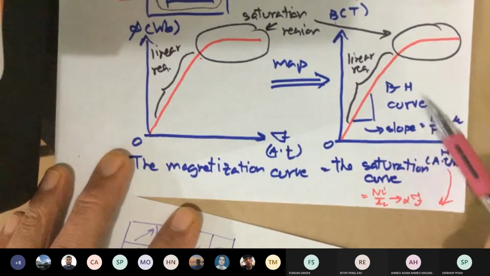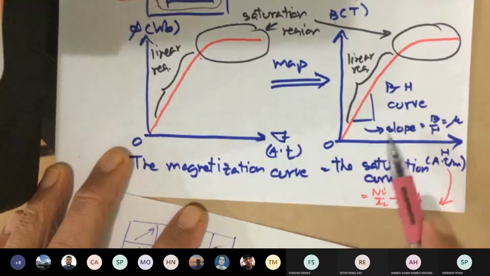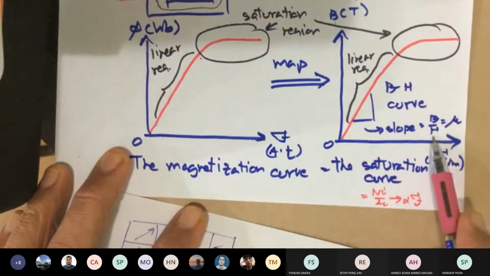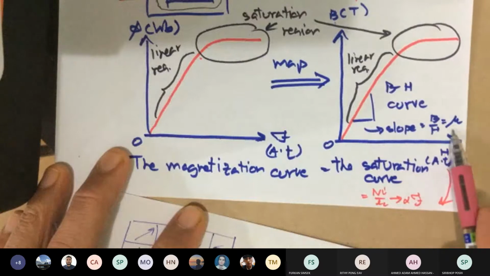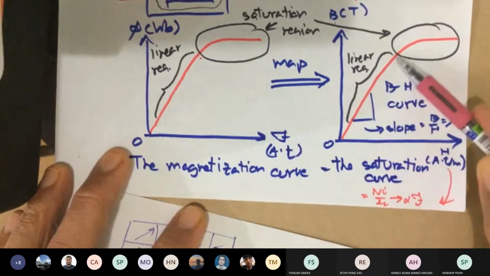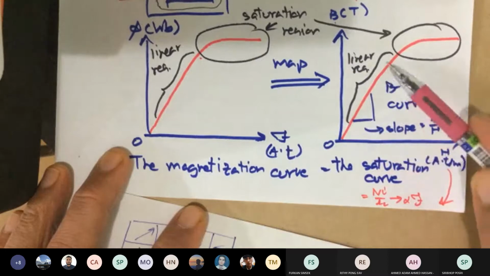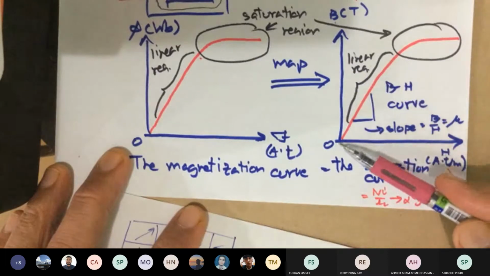The slope of the BH curve, if you look carefully, is delta B divided by delta H, or B over H, which is permeability that we studied earlier. So the slope of the BH curve is the permeability of the material of the core. Notice that it is not actually linear.